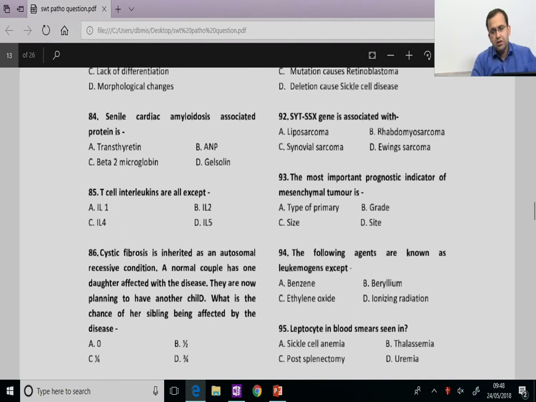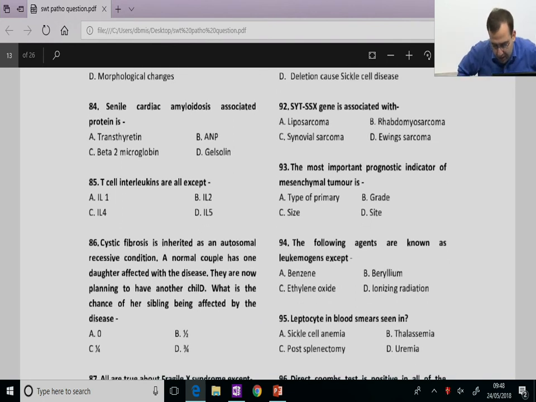Cystic fibrosis, inheritance pattern, autosomal recessive. The examiner in the paper will not give you that it is autosomal recessive. You have to remember it. Cystic fibrosis, chromosome 7, autosomal recessive.